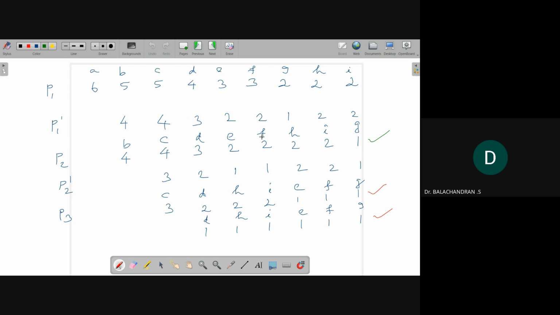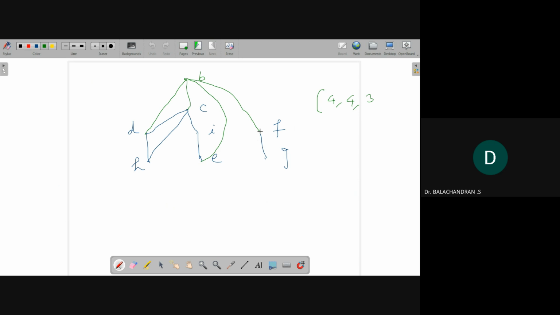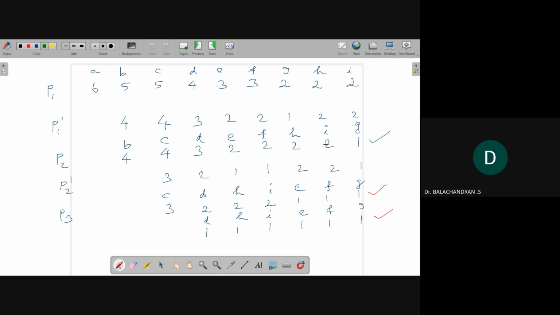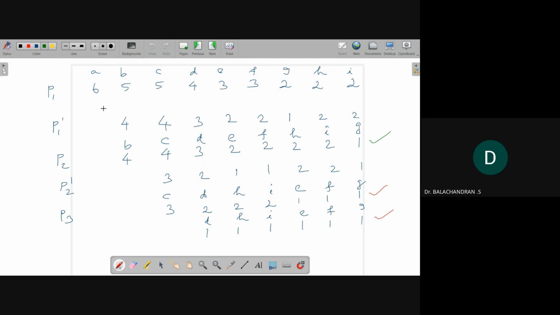Next, E, F, H, I. All of them are 2. E is 2, F is 2, H is 2, I is 2. So finally G is 1. 2, 2, 2, 2, 1. Okay. Next graph and the last graph, this one.